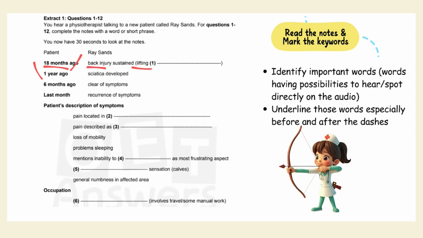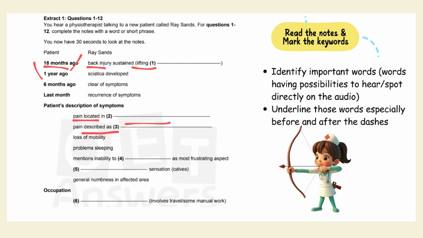Back injury, lifting. Okay, two keywords you can take. If the question is too long, two to three keywords you can take. If the question is short, one to two keywords is more than enough, right? So: back injury, sustaining lifting, a dash, and sciatica developed. Coming to the question about pain located in dash, underline the word located. Pain described as: they are speaking about the pain only, right? So pain described, how they are describing.